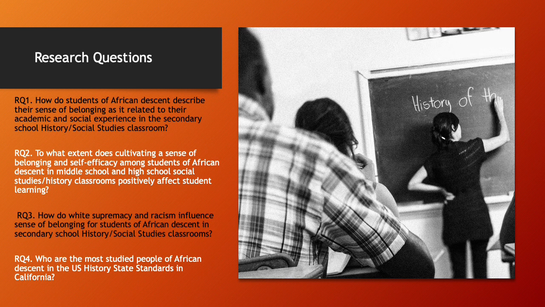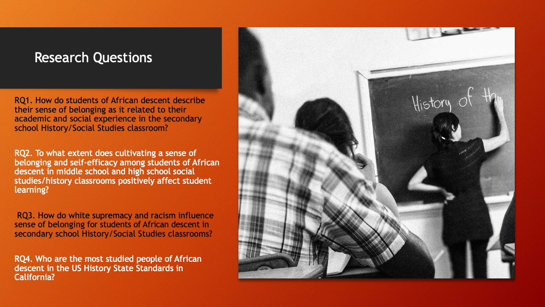Research question 2, to what extent does cultivating a sense of belonging and self-efficacy among students of African descent in middle school and high school social studies and history classrooms positively affect student learning? Research question 3, how do white supremacy and racism influence sense of belonging for students of African descent in secondary school history and social studies classrooms? And lastly, who are the most studied people of African descent in the U.S. history state standards in California?